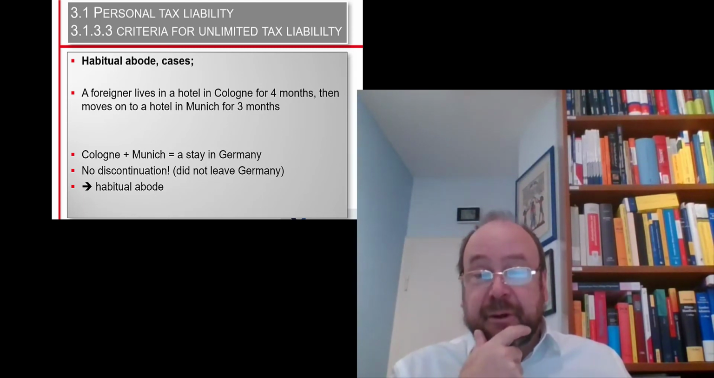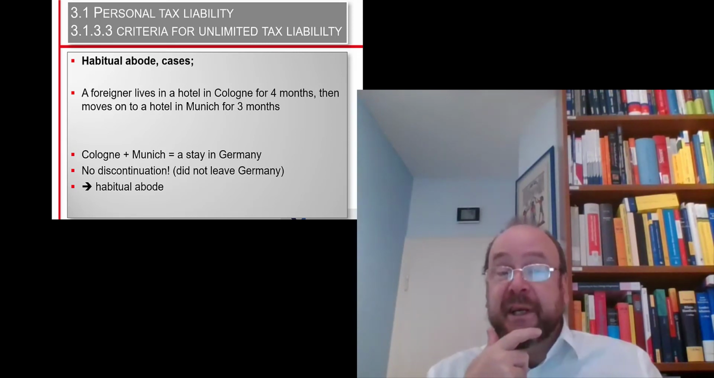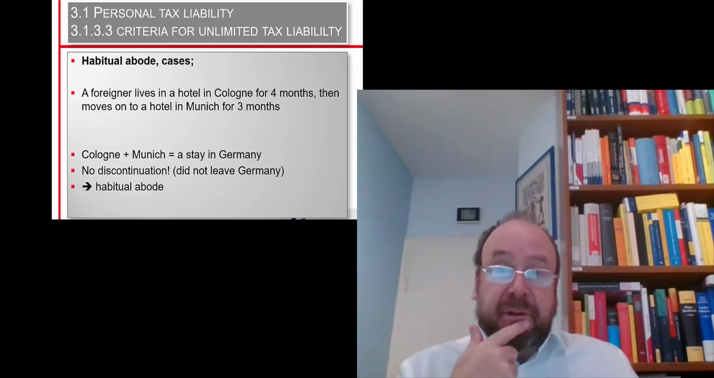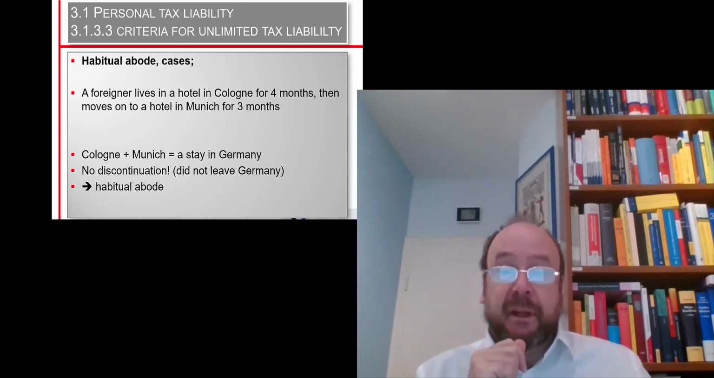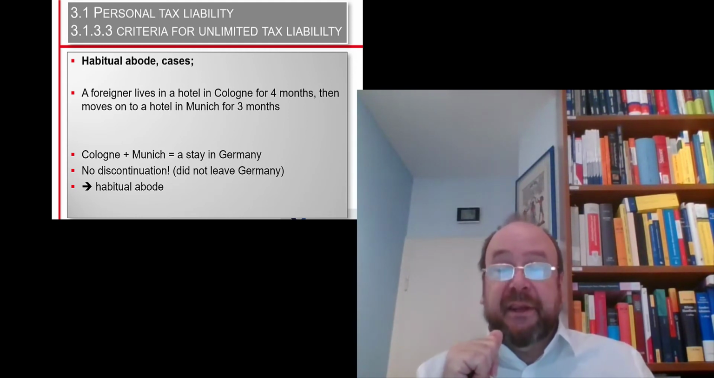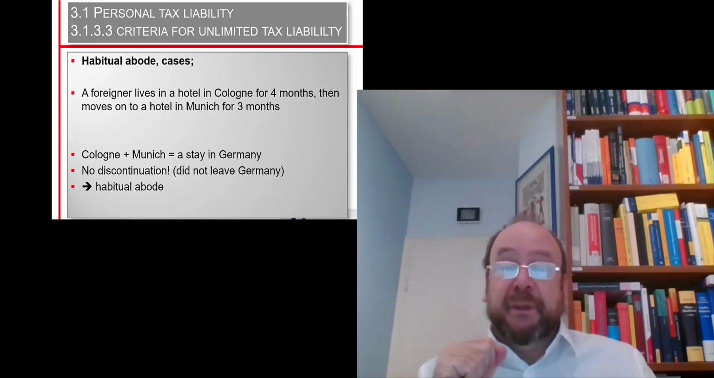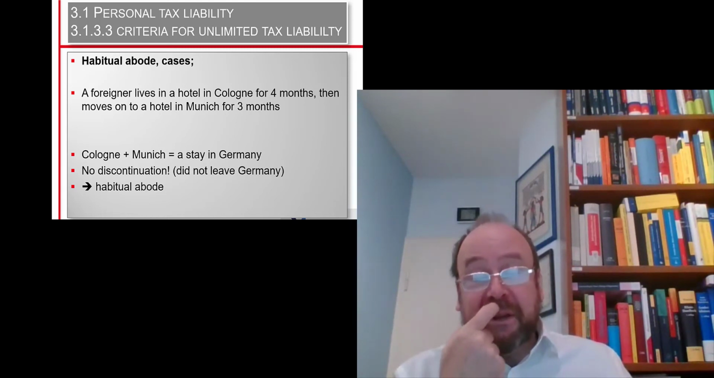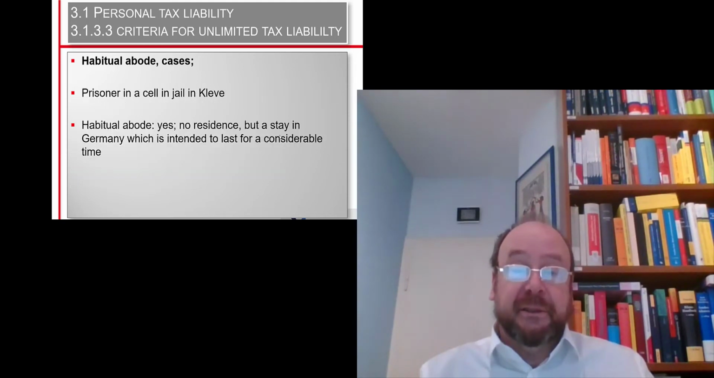Also cases like a foreigner who lives in a hotel in Cologne for 4 months and then moves on to a hotel in Munich for 3 months. You don't have a residence in the hotel, because you didn't keep rooms for a longer time, which you wanted to keep permanently, or with a certain permanence. 4 months is not enough. But what you can say there: no residence in Cologne and no residence in Munich, but more than 6 months continuously spent in Germany triggers a habitual abode, so that person is also subjected to unlimited tax liability.